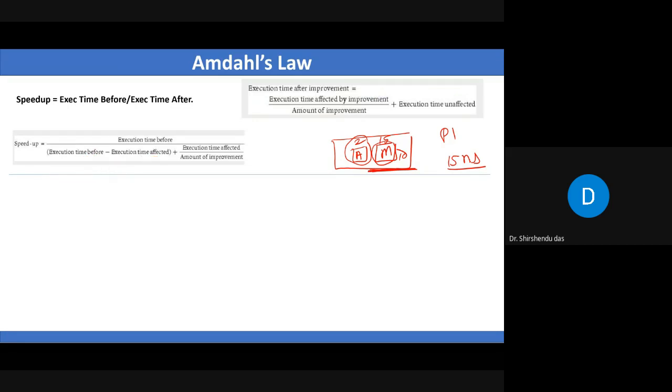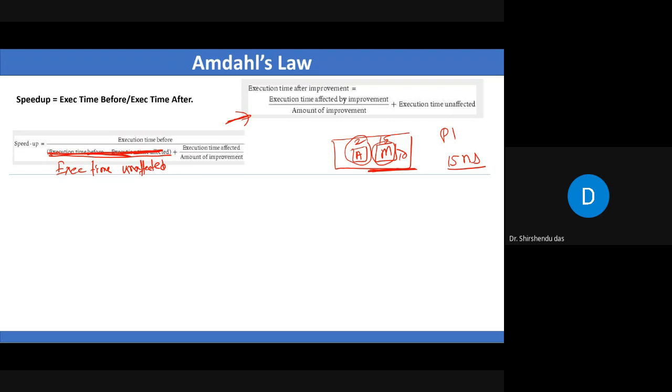So instead of writing this, I can also write execution time unaffected, not division. I can also write this. This is called speedup. It's very simple: execution time before improvement, execution time after improvement, and this is actually Amdahl's law. What is execution time after improvement? It is execution time affected by improvement divided by the amount of improvement plus execution time unaffected.